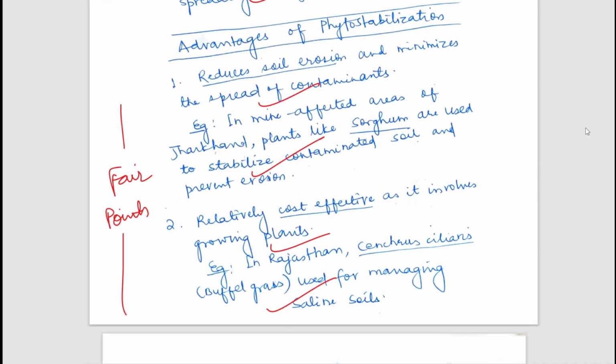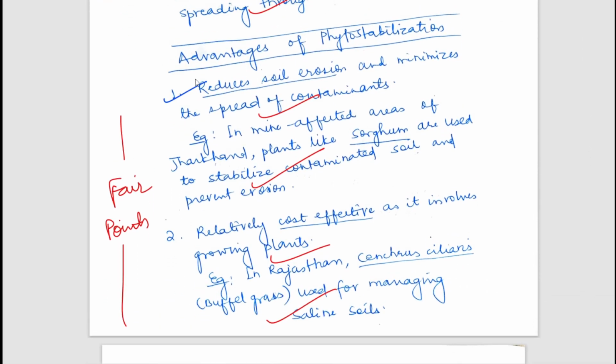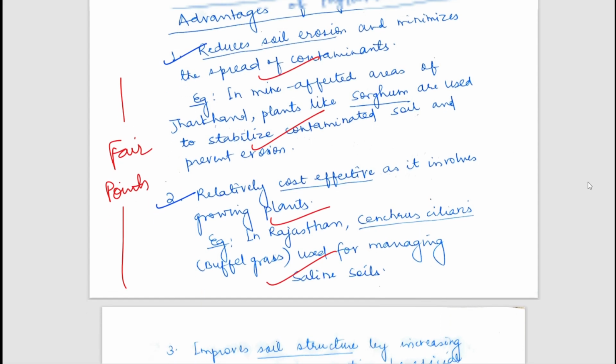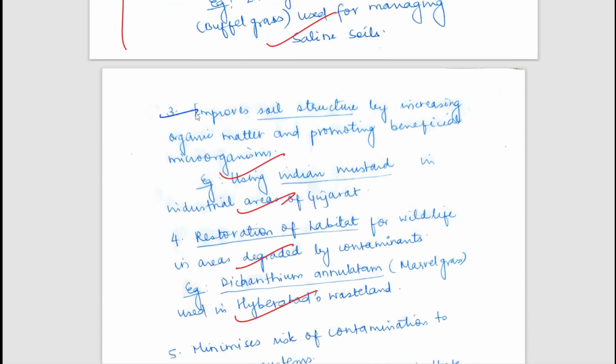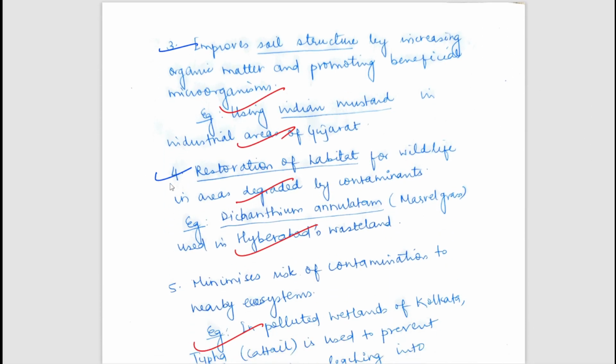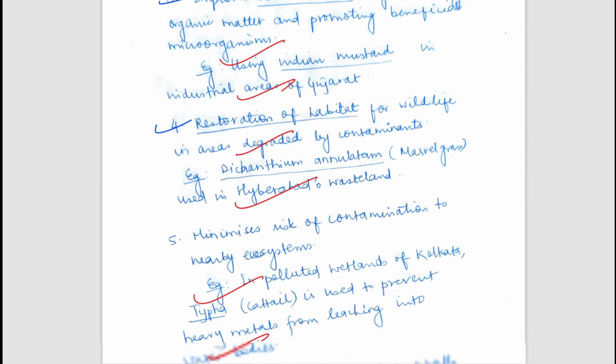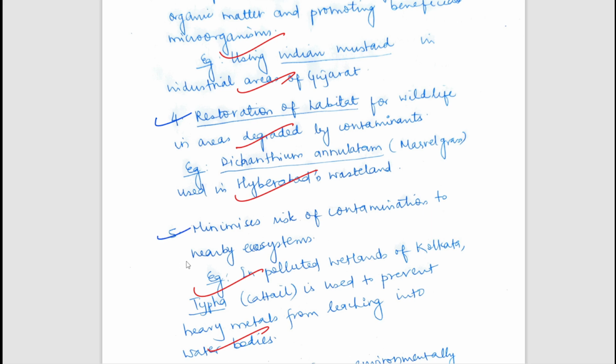Now what are its advantages? First of all, it will reduce soil erosion. It is relatively cost effective as compared to other processes. Here we are using plants only, so it is sustainable also. It improves soil structure, it restores the habitat because we are planting plants, and it minimizes the risk of contamination. Phytostabilization is done in various areas, especially mining areas. We have seen that trees are planted once the mining operations are done, so that any kind of chemicals or heavy metals could be stabilized in that area only.